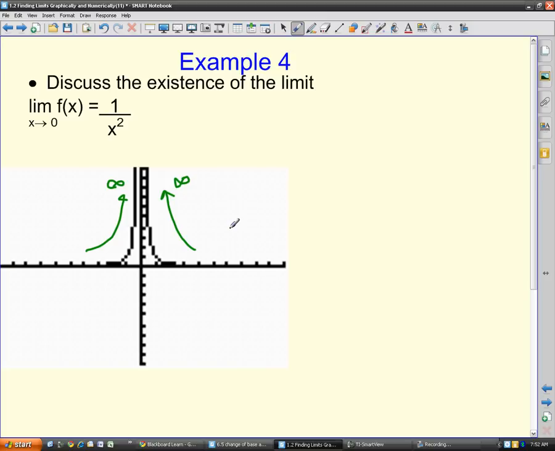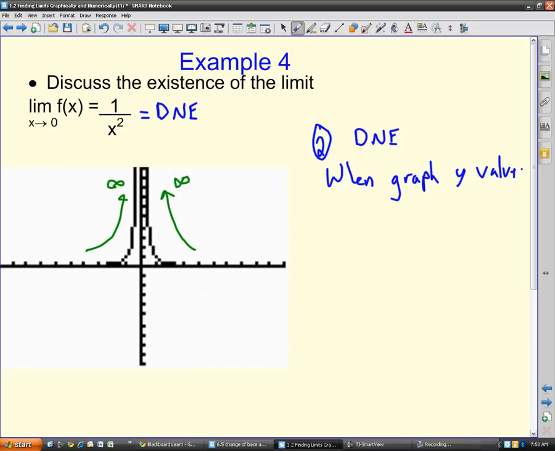So we're not really approaching any value. Again, this one is a does not exist, because we want to know what y value the limit is approaching. Since it approaches infinity, the second one does not exist when the graph's y values approach infinity.